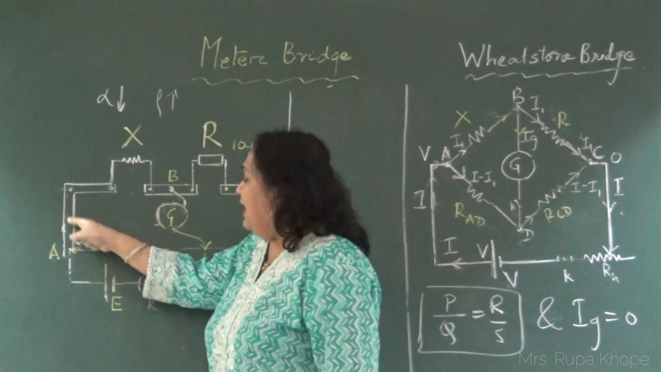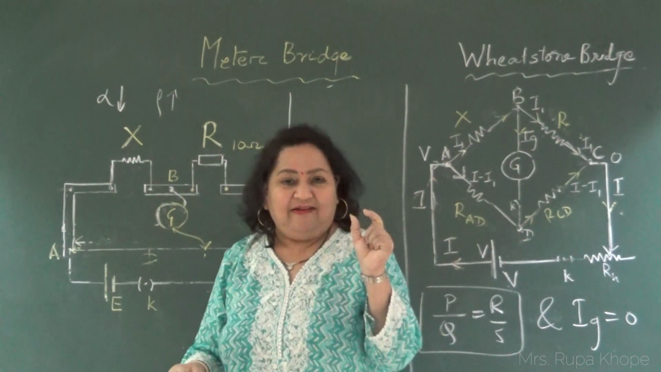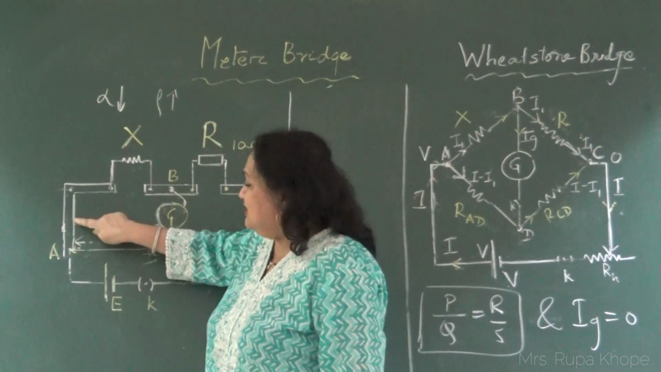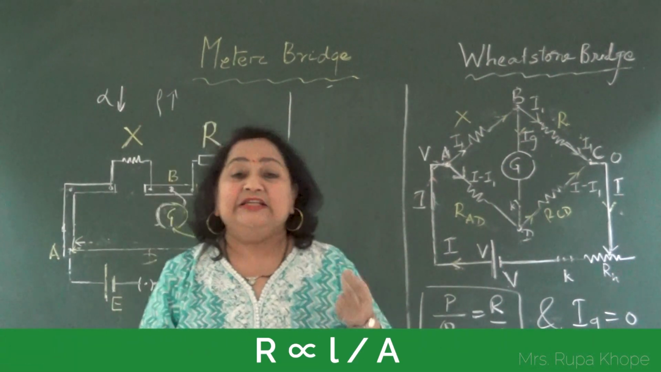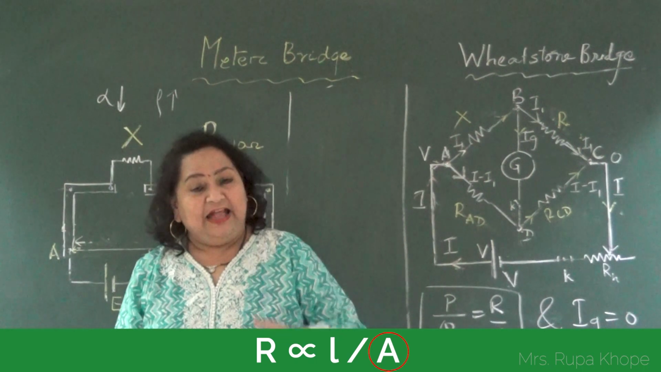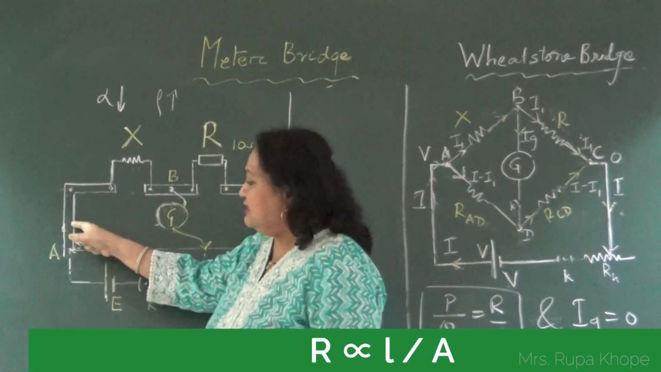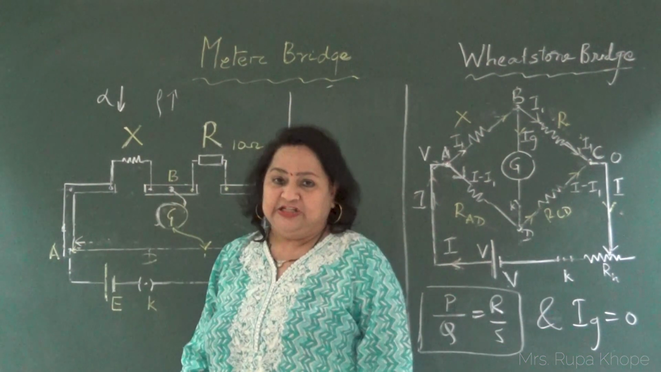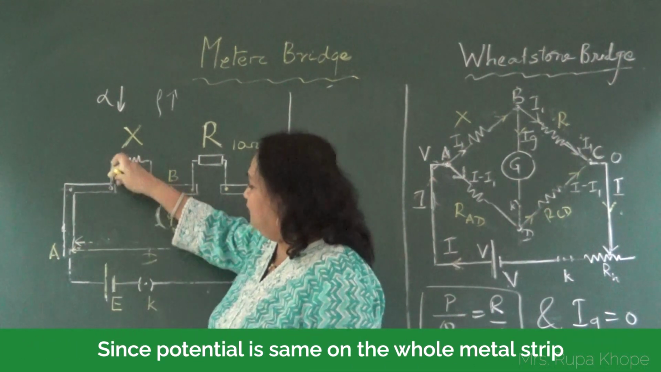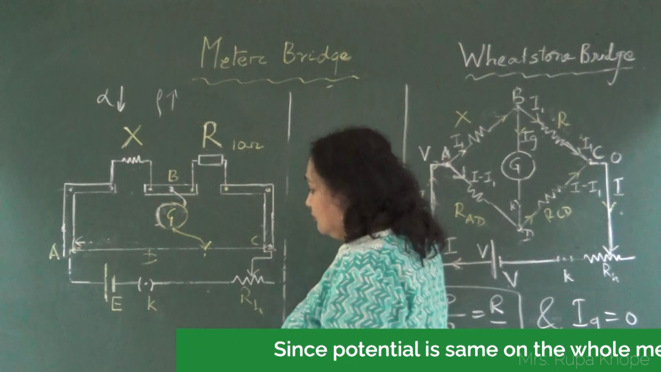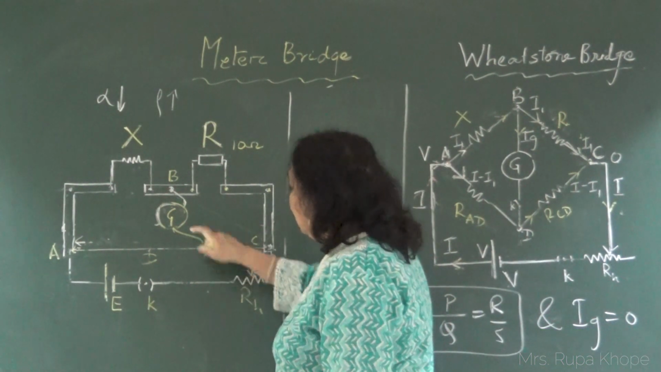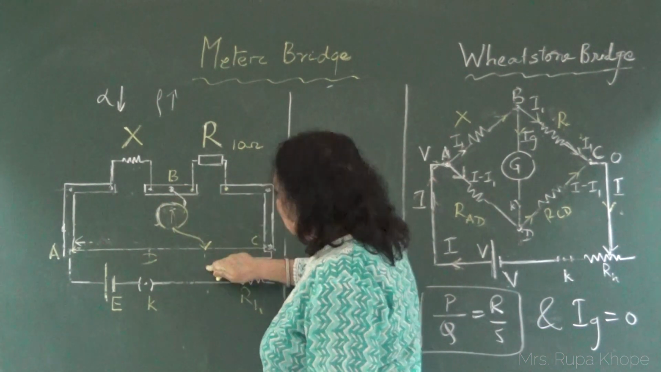By the way, why are the strips thick? Because these strips have negligible resistance. Resistance is inversely proportional to the area of cross section. So when it is thick, the resistance is negligible. Therefore, A point and A point, we call this point also as A. This point also as A. Now, I have got null point here.